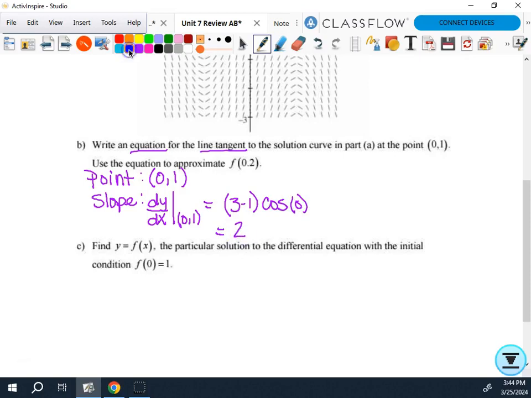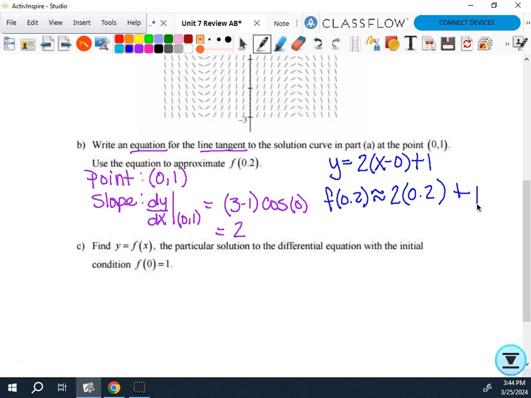Write the equation of my line. y equals the slope, which is 2, times x minus 0, plus 1. Do you have to have the x minus 0? No, but I would just leave it in there and let it be. Then I'm going to estimate, so f of 0.2 is about 2 times 0.2. I could leave off the minus 0 at this point, or I could put minus 0, it doesn't matter. And then plus 1, make sure you have your squiggly equals, and you're done.